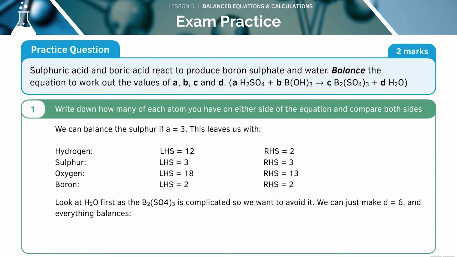We can now look at water, since the boron sulfate is pretty complicated and we want to avoid this. We can just make D equals 6, so everything balances.